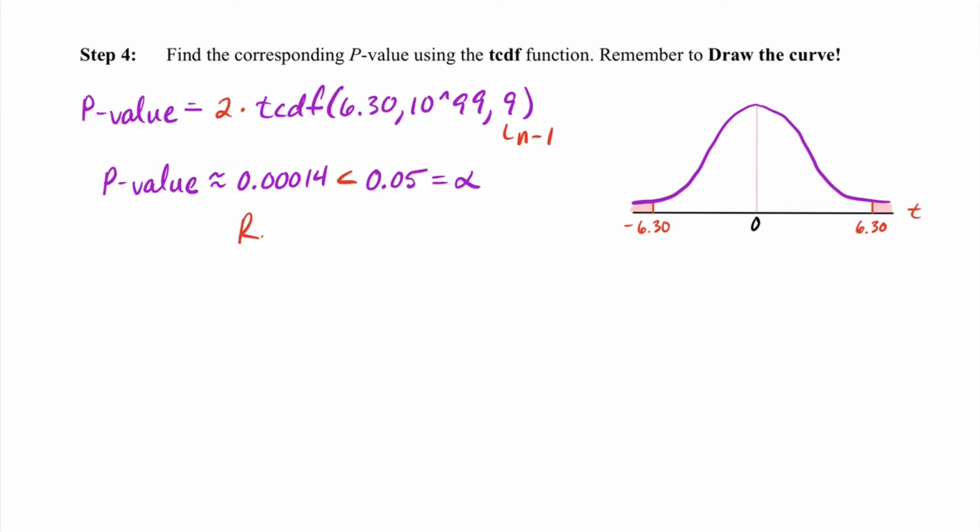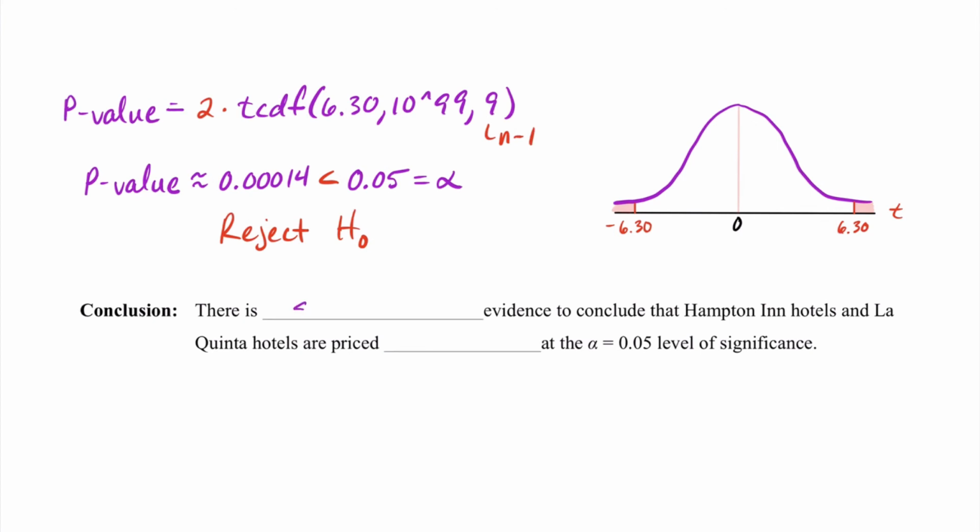That means we've got a p-value that is less than our alpha, so we get to reject our null hypothesis. And that means we can conclude that there is sufficient evidence to conclude that the Hampton Inn hotels and La Quinta hotels are priced differently at the alpha equal to 0.05 level of significance. And we're all set with our hypothesis tests on the mean difference between two populations with matched pairs data.